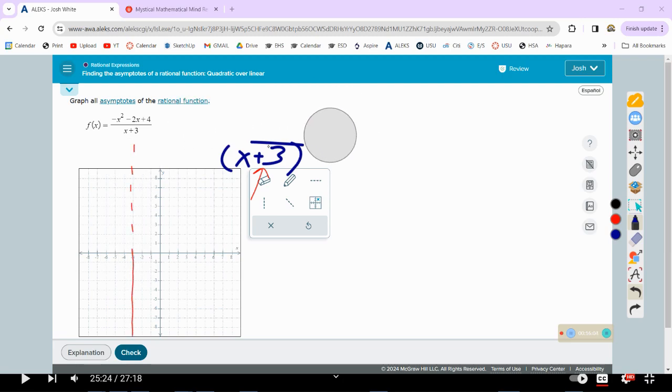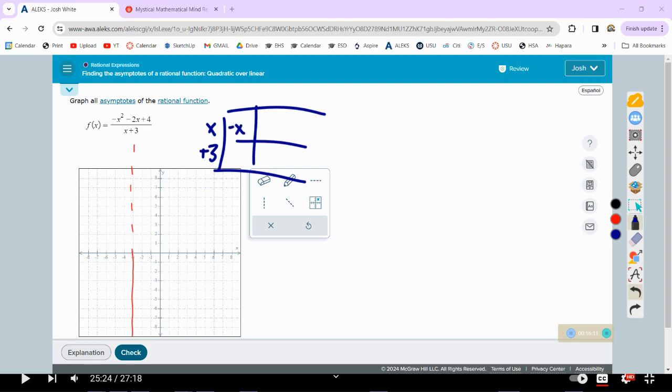And then my slant, we put x plus 3 on the side. And then -x squared in here. Pull out an x. We get -x. -3x. These two need to add to be -2. So we plus x. Take out an x and we get plus 1. So my slant starts at 1 and has a slope of -1.